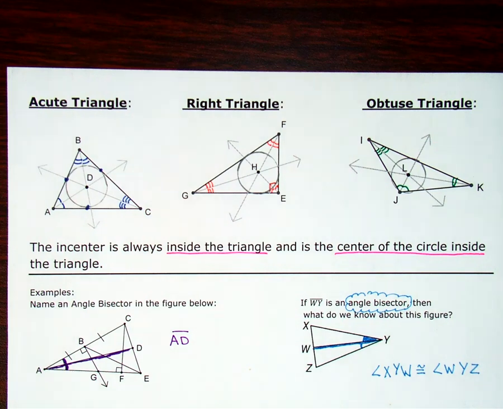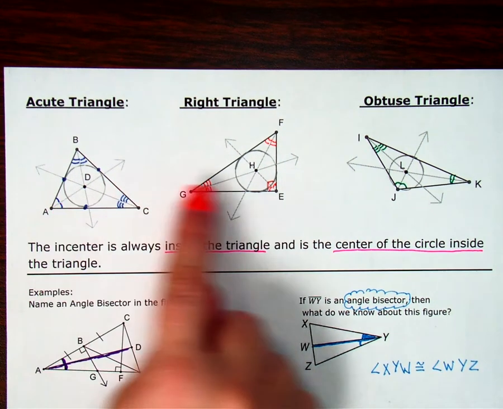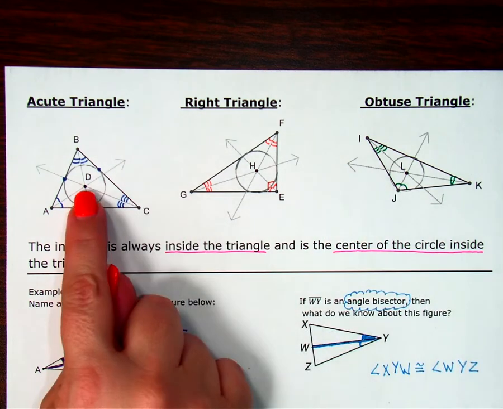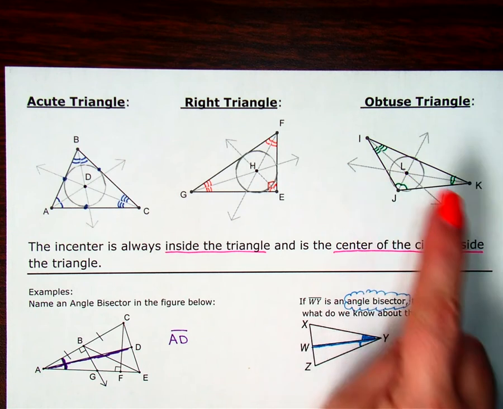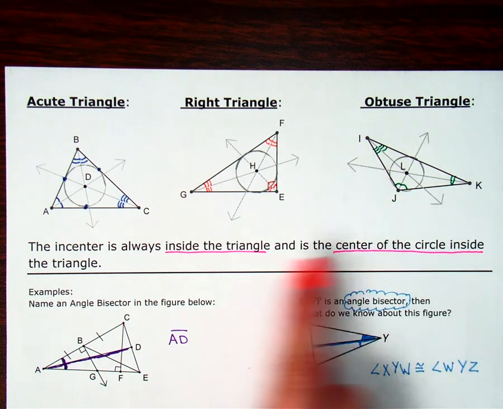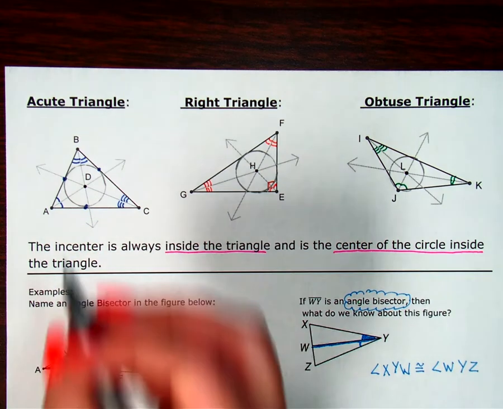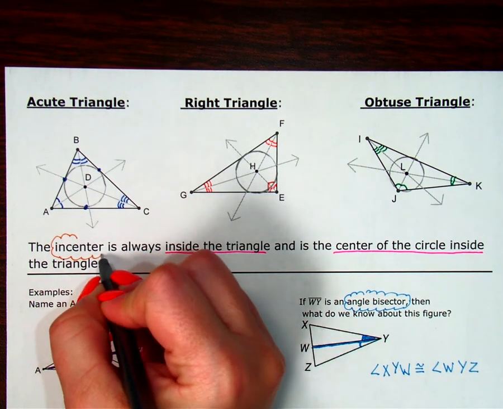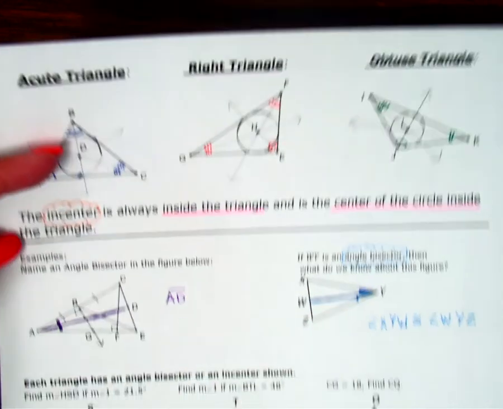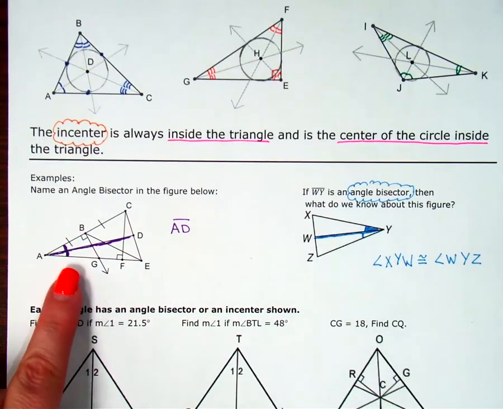Welcome back. In the last video, we looked at when we put the angle bisectors in different types of triangles, we find that the intersection is always inside the triangle, and it's the center of the circle that's inside the triangle. So we call it the in-center. I'm going to accentuate that. We call it the in-center, inside the triangle, and it's the center of the circle inside the triangle. And then we looked at how we can identify them.